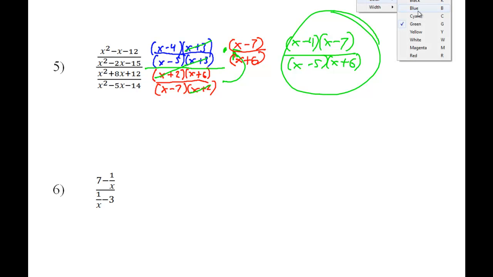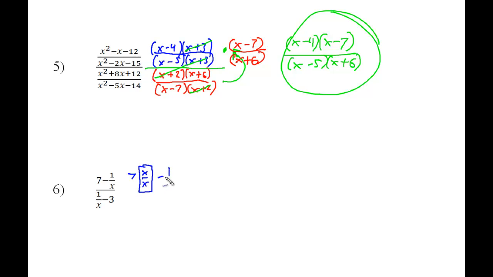Let me go change to blue. All right, so let's look at just the numerator here. So what's my common denominator? Well, my common denominator is x. You'll notice this doesn't have a denominator, so I have to take my 7 and multiply it by a big ol' 1, which is x over x, minus 1 over x. Again, I don't like subtraction signs, so I usually add the negative. So what this gives me here is 7x minus 1 over x.